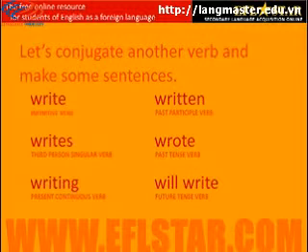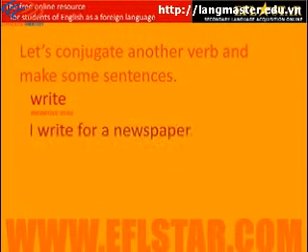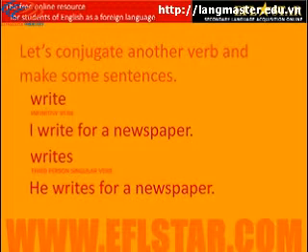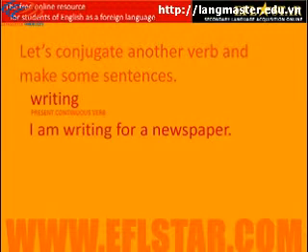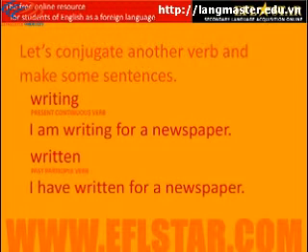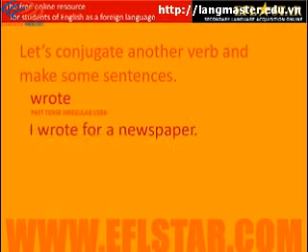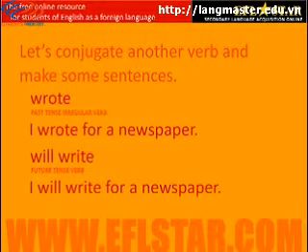Let's conjugate another verb and make some sentences. Write. I write for a newspaper. Writes. He writes for a newspaper. Writing. I am writing for a newspaper. Written. I have written for a newspaper. Wrote. I wrote for a newspaper. Will write. I will write for a newspaper.